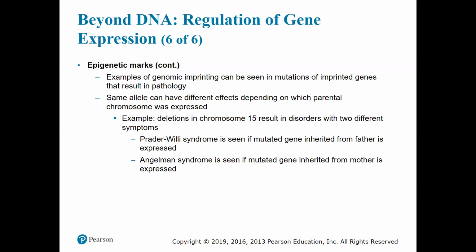Here is an example, just giving you some idea of what that could look like. Deletions in chromosome 15 cause disorders with two different symptom sets. Prader-Willi syndrome is seen if the mutated gene inherited from the father is expressed, versus Angelman syndrome is seen if it's from the mother, the maternal. So it can even present differently clinically.